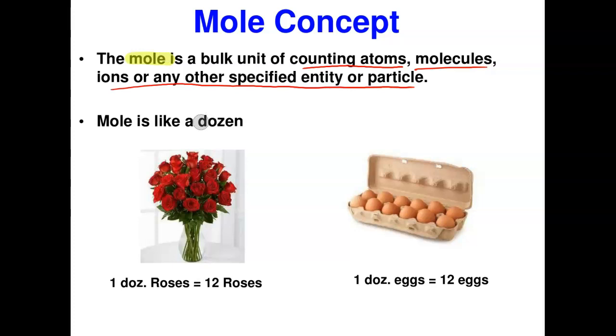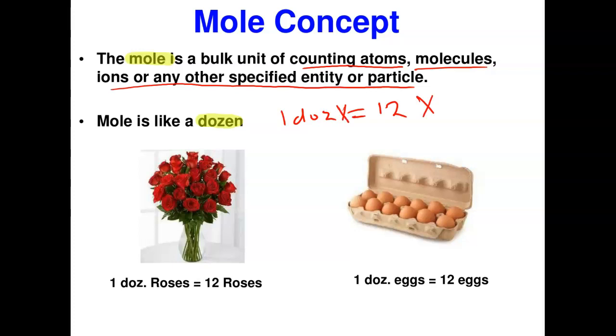So now, a mole as a bulk unit can simply be used like a dozen. Remember, a dozen simply means 12. A dozen of anything represents 12 of that thing. So if we say a dozen of X, it's going to represent 12X.